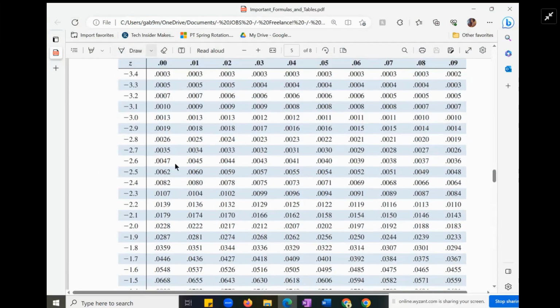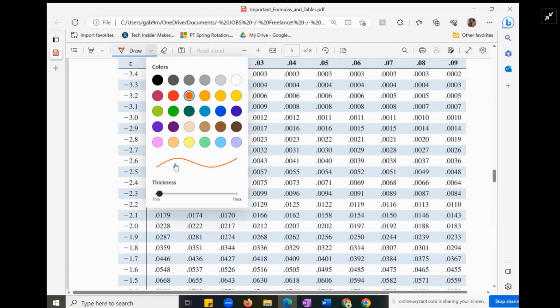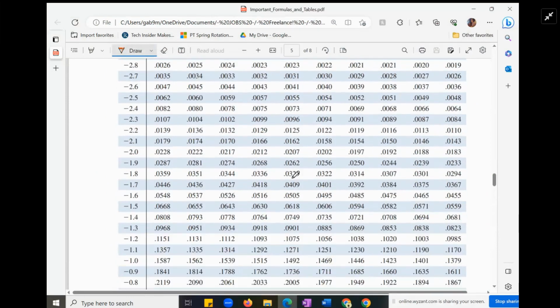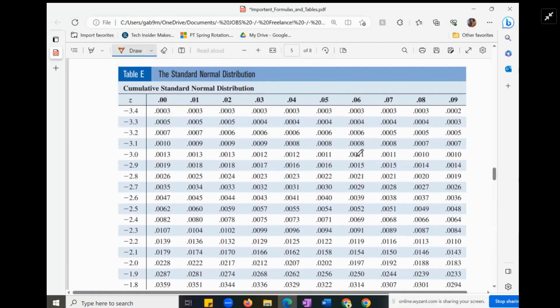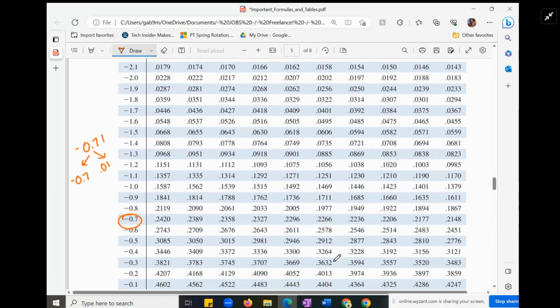If you're familiar with this already, this should definitely look like a review. If not, we're going to just find the 2 parts that make up this Z-score that we have. So we're going to split it up into negative 0.7 and then 0.01. So here's negative 0.7 and then 0.01, and we see where they cross. So there it is again.